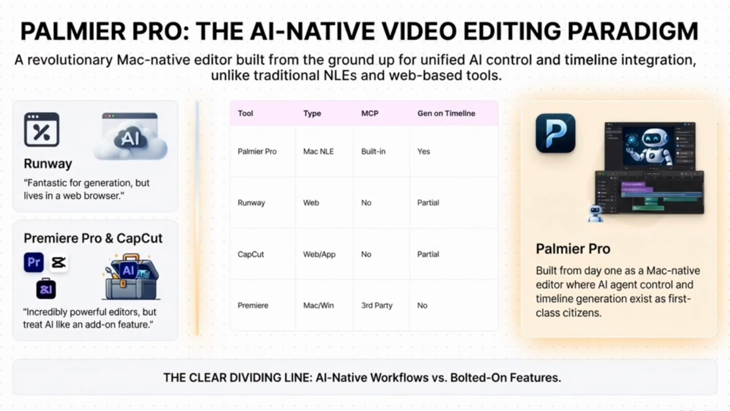There's a pretty clear dividing line right now. Runway is fantastic for generation, but it lives in a web browser. Premiere Pro and CapCut are incredibly powerful editors, but they treat AI like an add-on feature. Palmier Pro is entirely unique because it was built from day one as a Mac-native editor where AI agent control and timeline generation exist as first-class citizens.